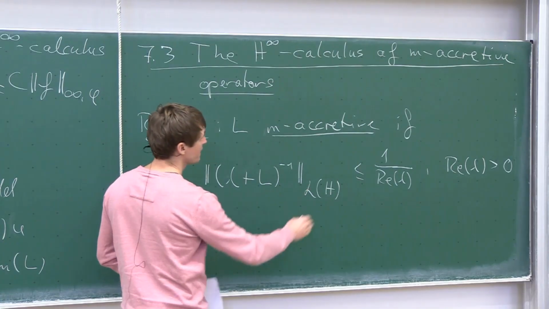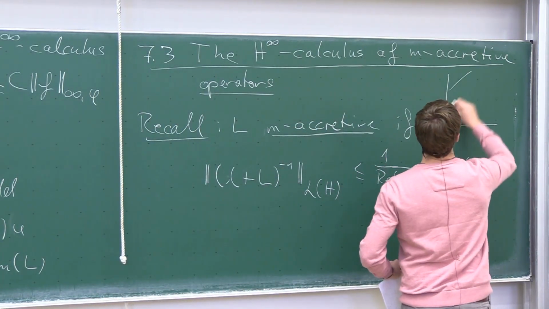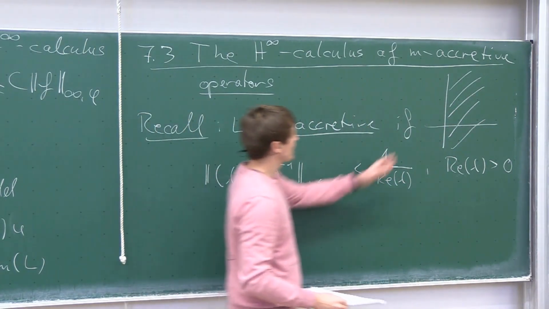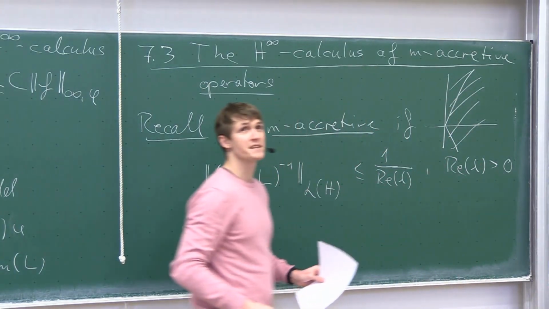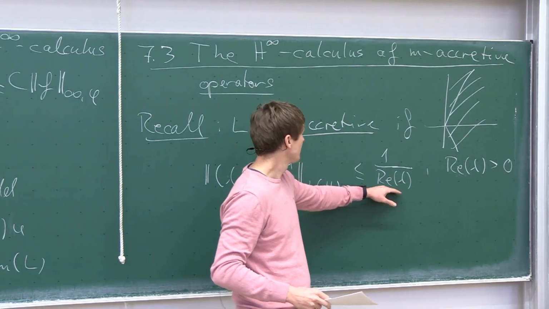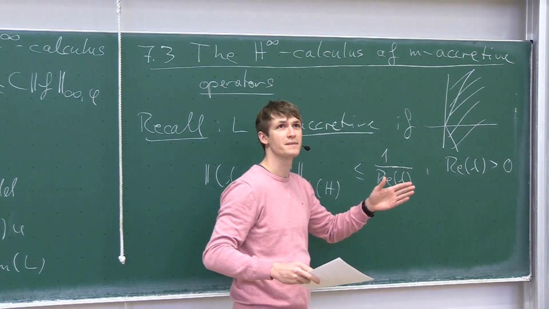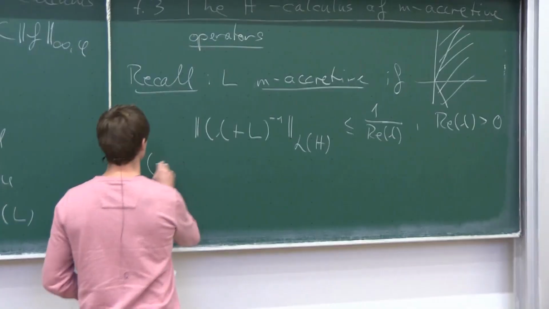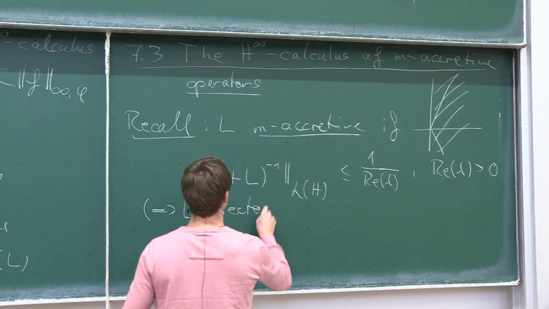And in particular, if you can control this operator norm for all lambda in the right half plane, if you stay away a little bit from the imaginary axis, you can turn by just basic trigonometry this real part of lambda into the modulus of lambda, and this means that in particular L is sectorial of angle pi over 2.